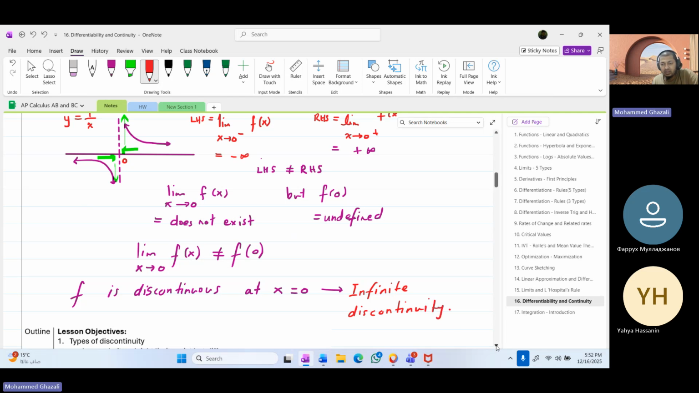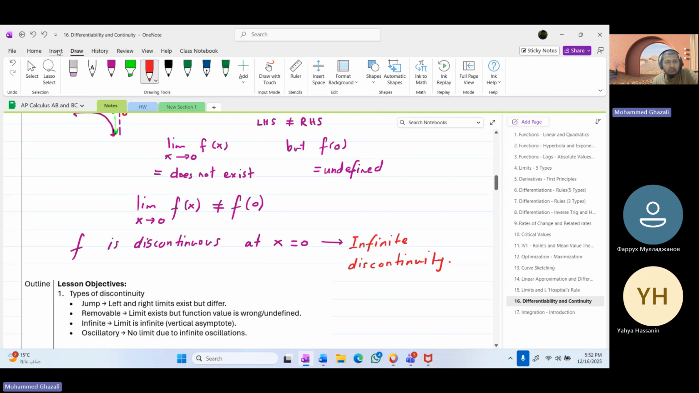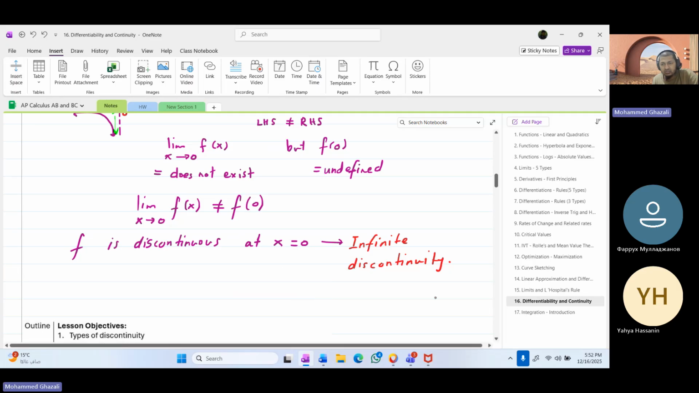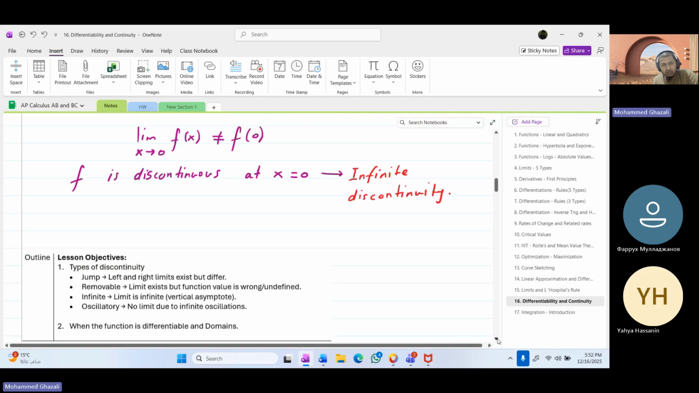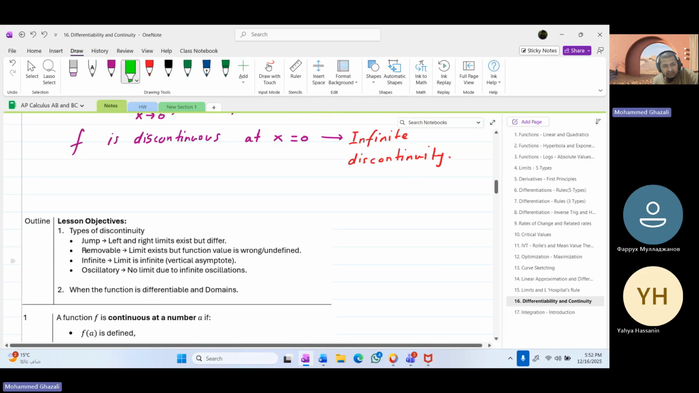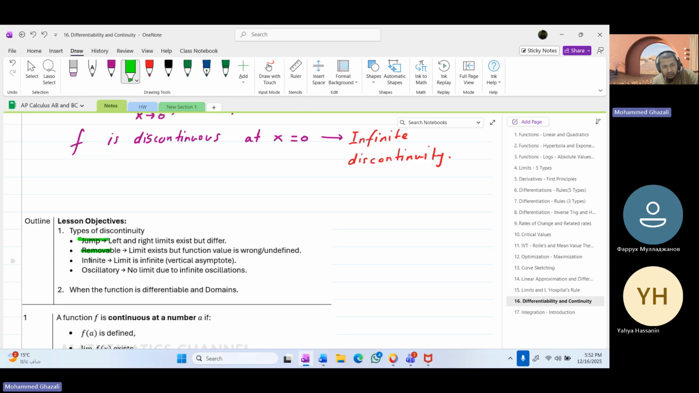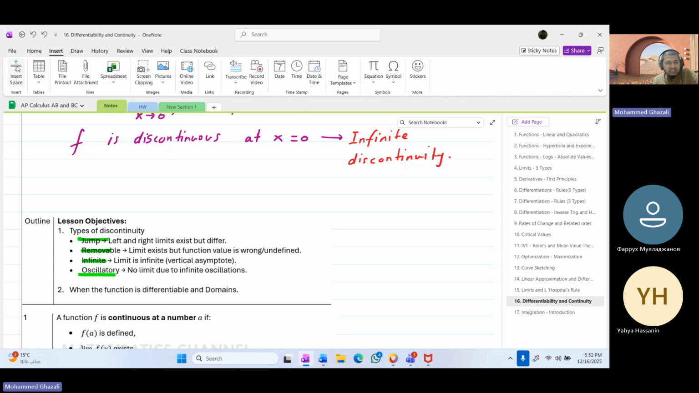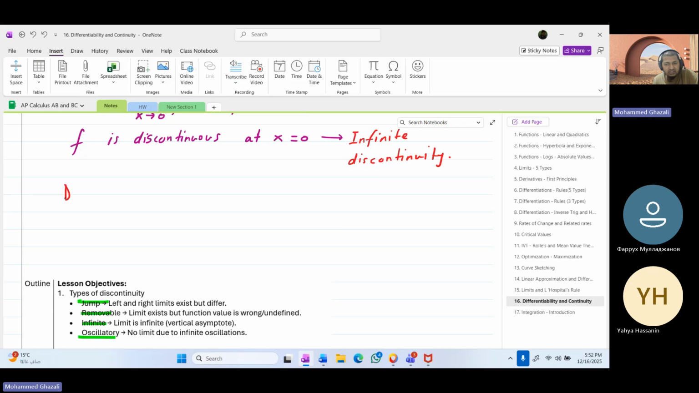Okay. And there's one more, which is oscillation. Right, so I just want to go through the notes. Look, we did the jump discontinuity, a removable, infinite discontinuity. I'm just going to look at oscillatory. Right, so when the function is differentiable and domain. So let's look at what is differentiability. I'll have to just do it now.